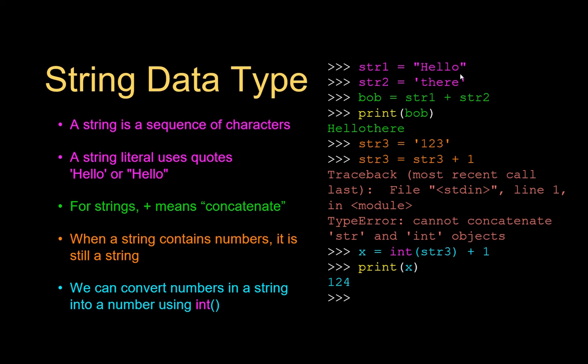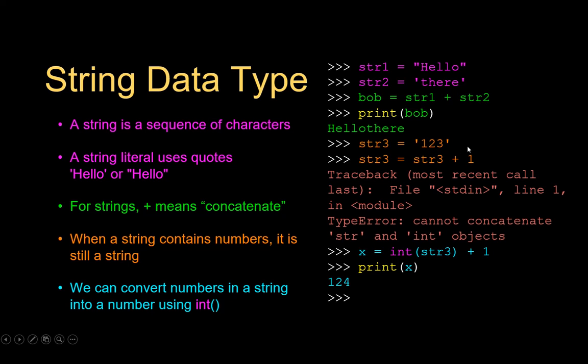We saw a couple of examples in the previous lessons about strings, so it's not a new concept entirely for us. For example, in this example we assign hello to string 1 and there to string 2. As you can see here, we use either quotation or single quotation to identify the string. We do a concatenation on them, and the result will be saved in Bob, and when we print Bob we will get hello there.